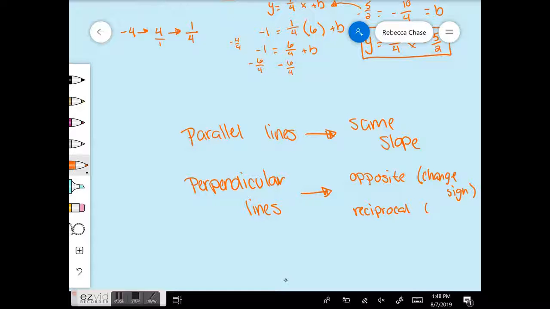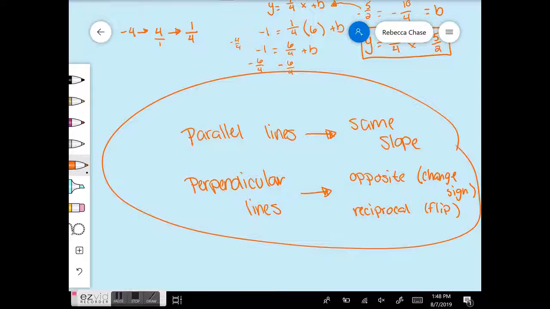Reciprocal, which is flip. Okay, as long as you have this in class tomorrow, you'll be able to do the worksheet. All right, so make sure you bring your notes. If you had questions, write the questions down or highlight where you got stuck, and you can ask them tomorrow in class, and we will go over those before we start the worksheet. Good job, guys.